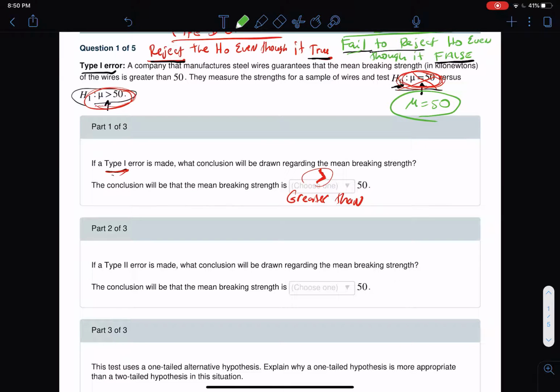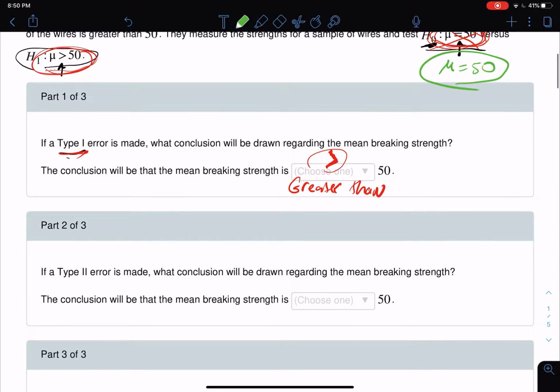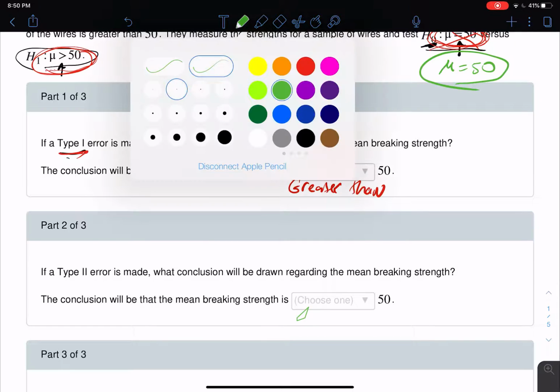Mu is equal. This thing is freaking out on me. Okay, wait, there we go. Mu is equal. It's frozen. Come on.